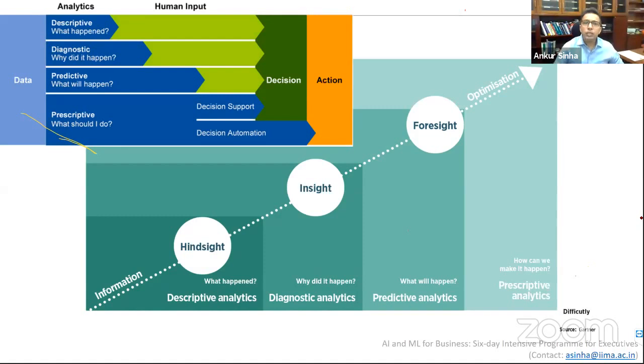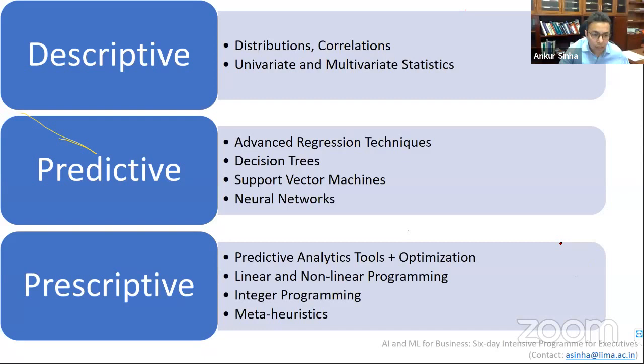Now, what are the tools that we use for descriptive, predictive, and prescriptive analytics? So descriptive is more like distributions, mean, median, mode. When you're talking about predictive analytics, it's like neural networks, support vector machines, and stuff like that. And in this particular webinar, we'll basically be focusing on the predictive parts, right? Even the next step is prescriptive.